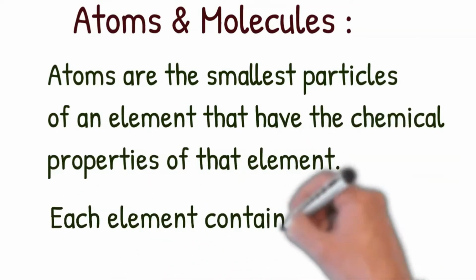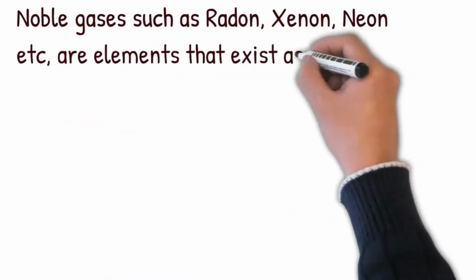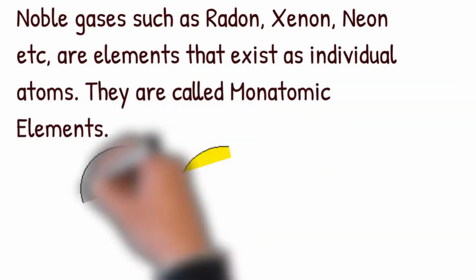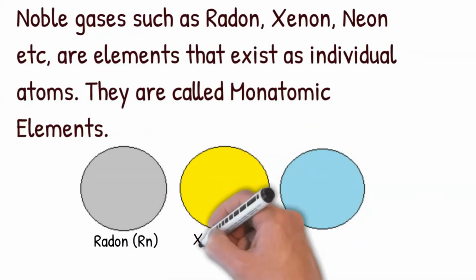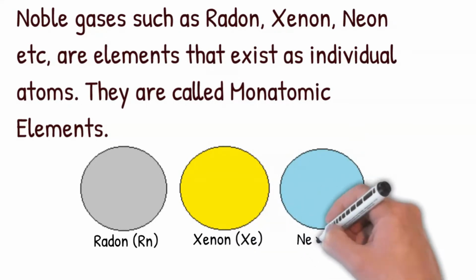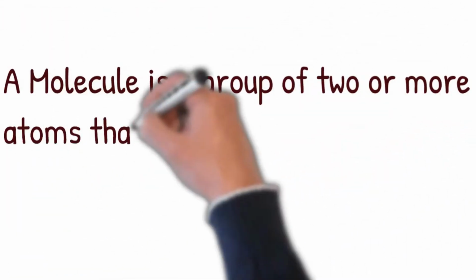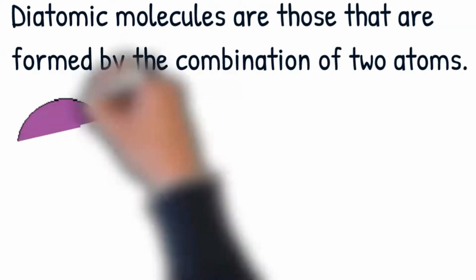Each element contains only one type of atom. Noble gases such as radon, xenon, neon, etc. are elements that exist as individual atoms. They are called monatomic elements. A molecule is a group of two or more atoms that are chemically combined together. Diatomic molecules are those that are formed by the combination of two atoms.